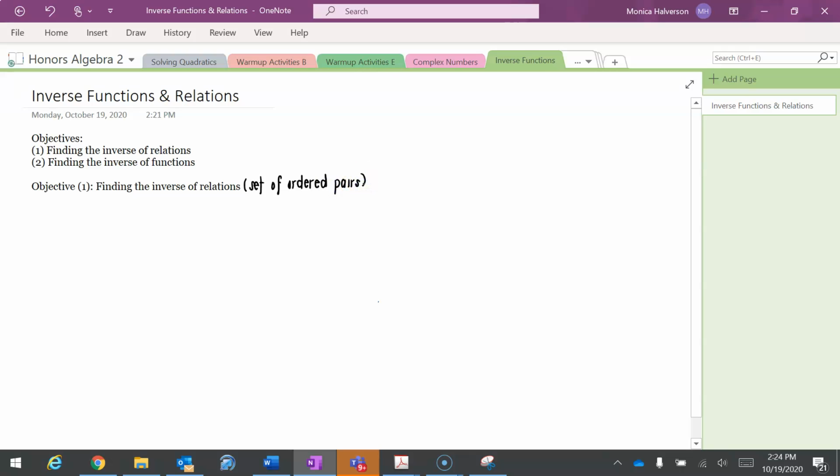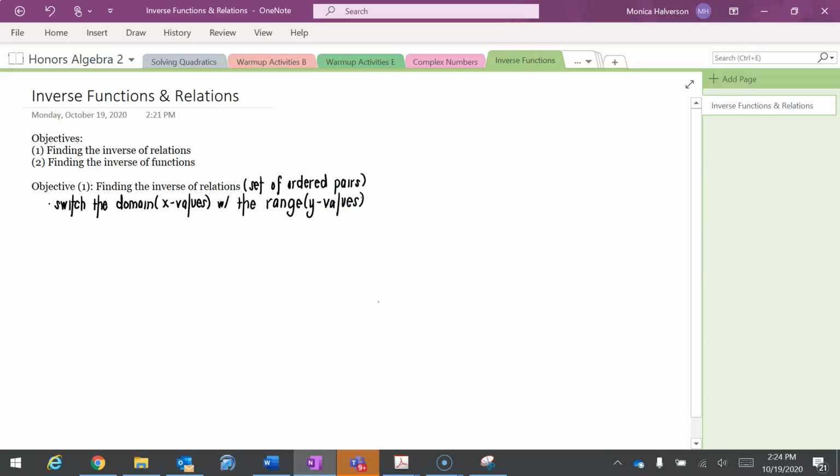So if you're asked to find the inverse, you are just going to switch the domain, which we should remember is the x values, with the range, which is the y values.